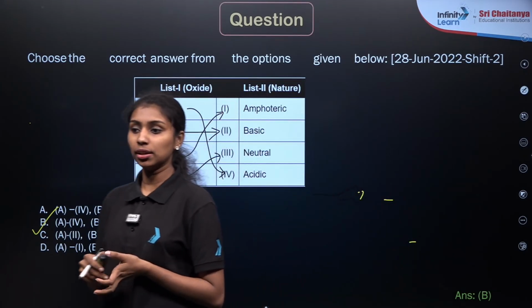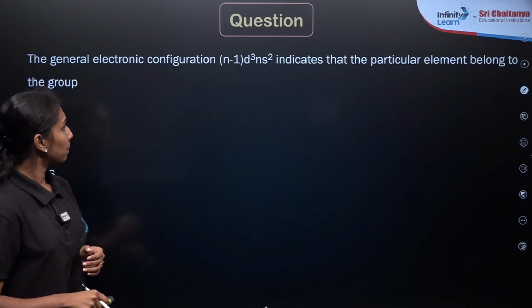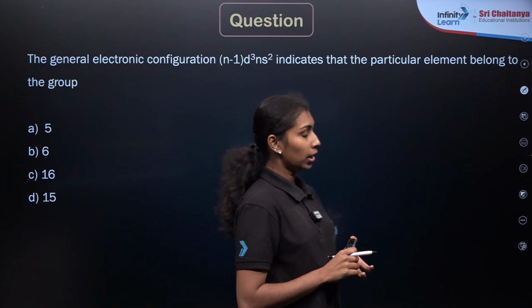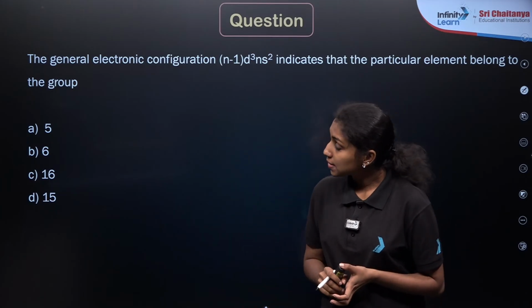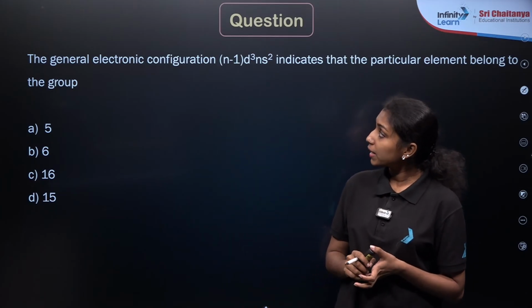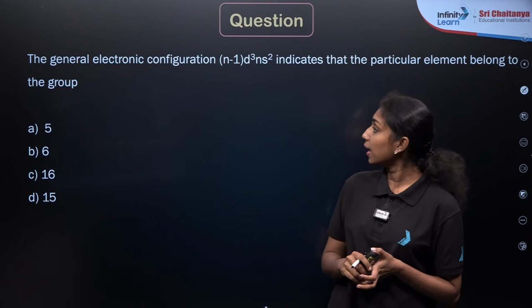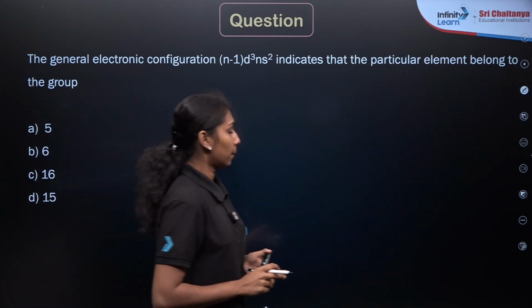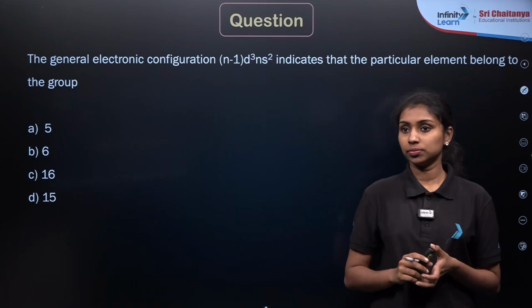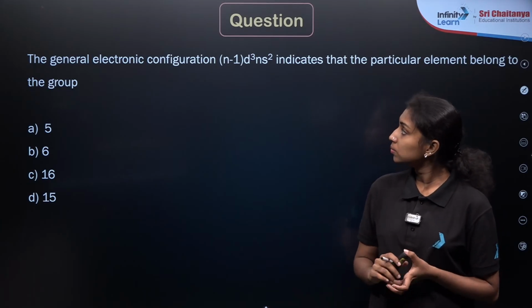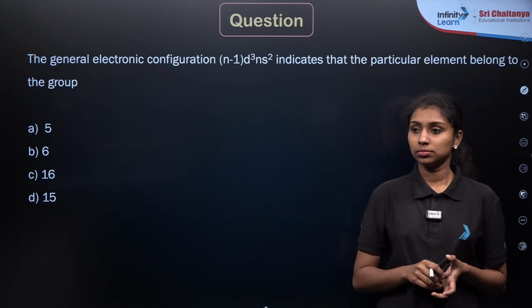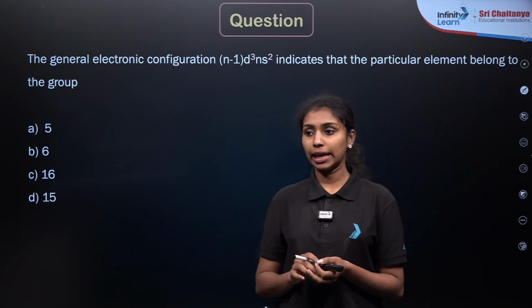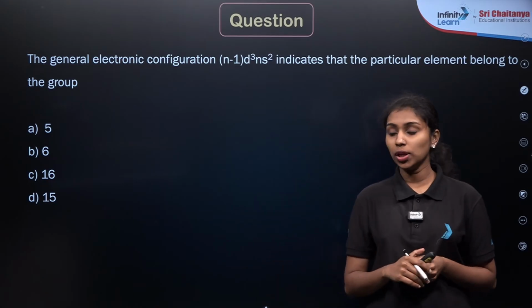Okay, I hope you understand. Here is our next question. The general electronic configuration (n-1)d3 ns2 indicates that this element belongs to which group?